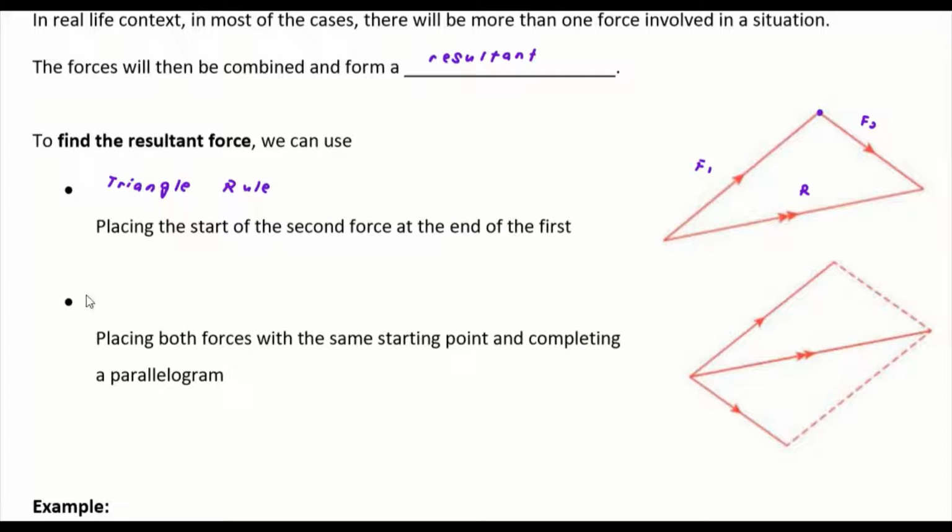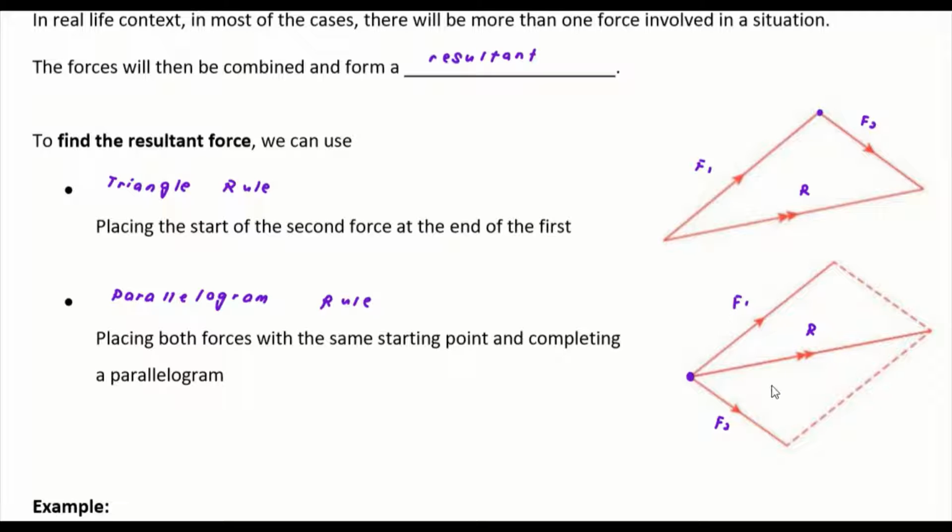Okay, the second one is by using the parallelogram rule. It's actually more or less the same as the triangle rule. Let me show you, then you'll understand why. The idea is you place both forces with the same starting point. So this is the starting point, this is your first force, and this is your second force. When you apply these two forces, you can imagine that the resultant force will be in the middle. After that, you draw a parallelogram, and the diagonal will be the resultant as well.